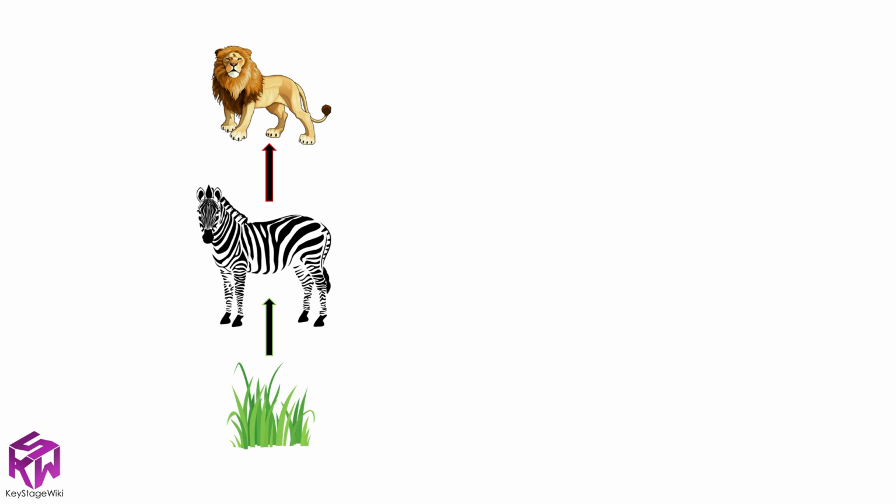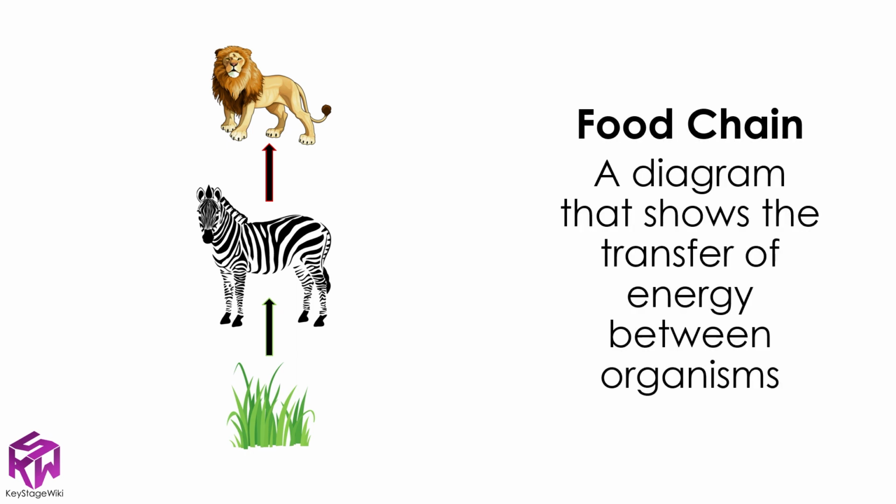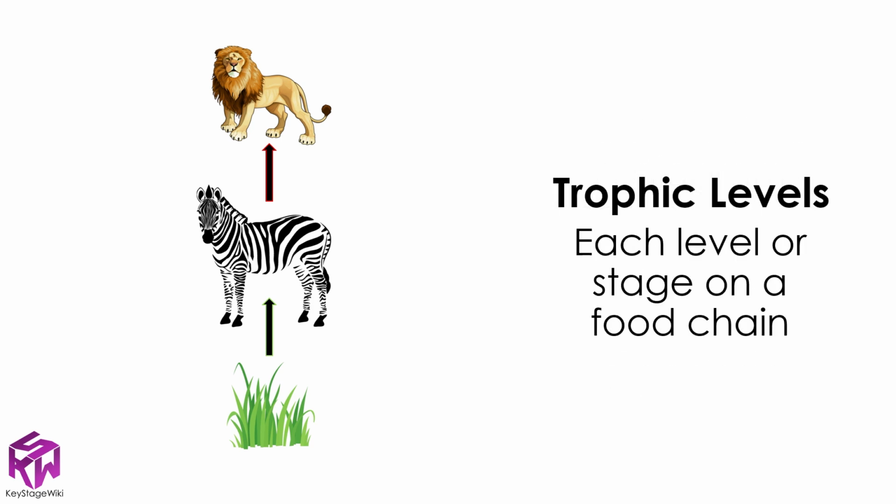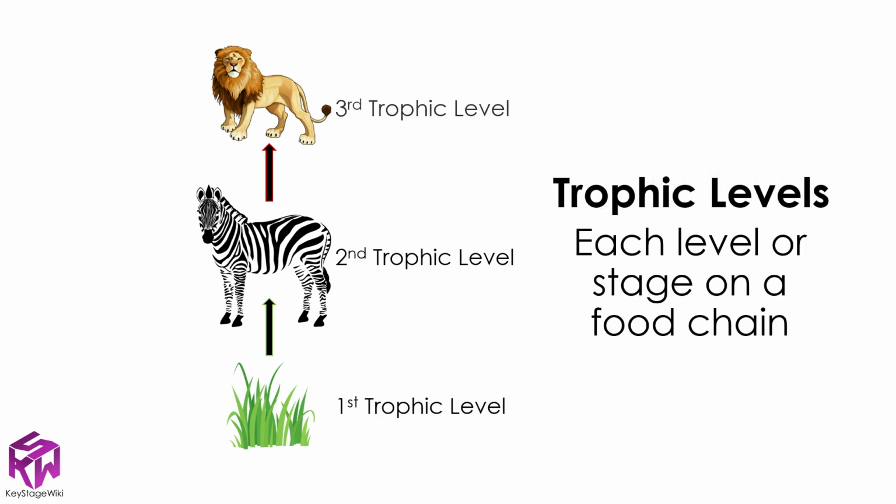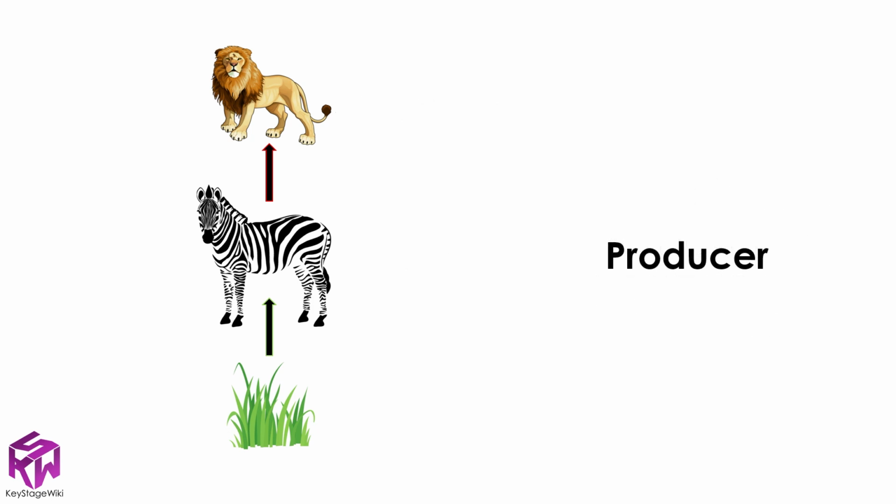Scientists represent these feeding relationships with a food chain. This is a diagram which shows the transfer of energy between organisms. A food chain is divided into trophic levels. At the base of the food chain, on the first trophic level, we always have a producer. In this example, we have grass.